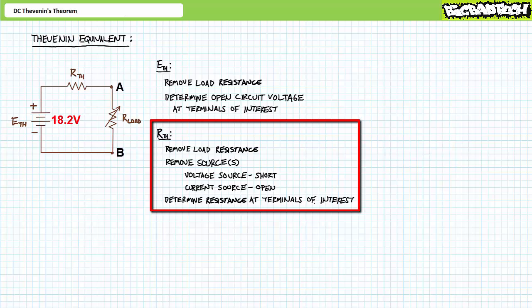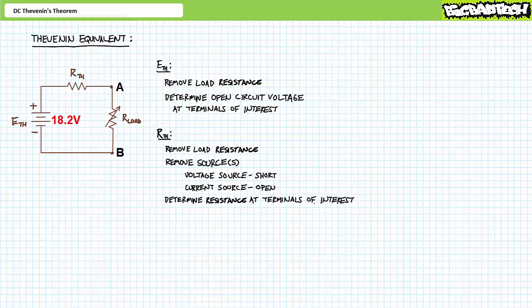Next, one removes the source or sources from consideration. One removes a voltage source by replacing it with a short circuit. One removes a current source by replacing it with an open circuit. Make note that incorporating shorts and opens inside your original circuit may fundamentally change the nature of your circuit, as we'll see in a moment. Finally, one reads the resistance of the modified circuit at the nodes of interest.